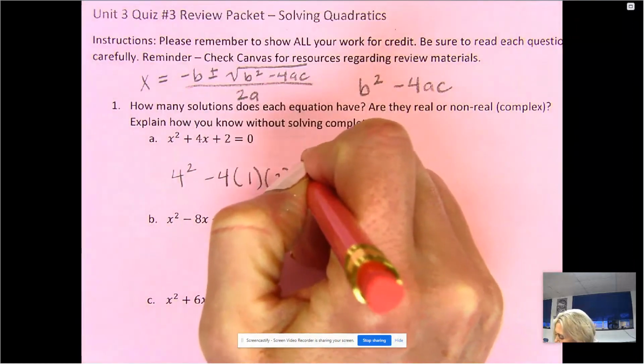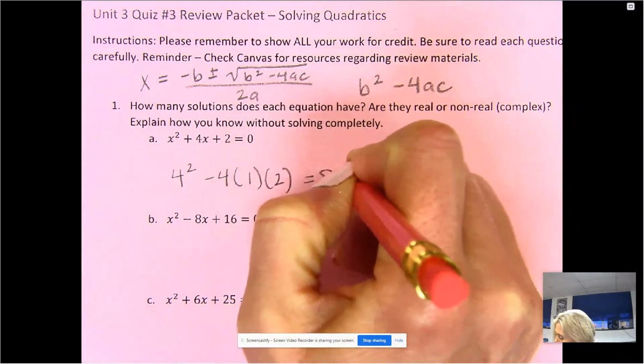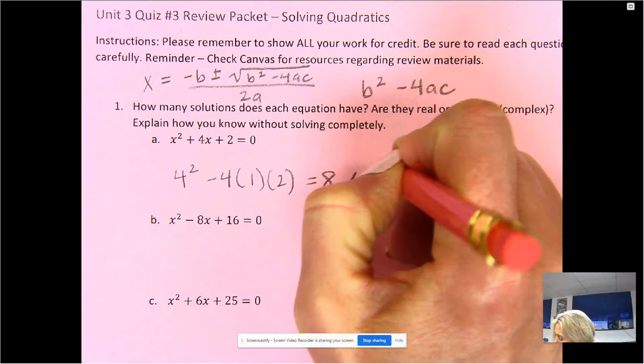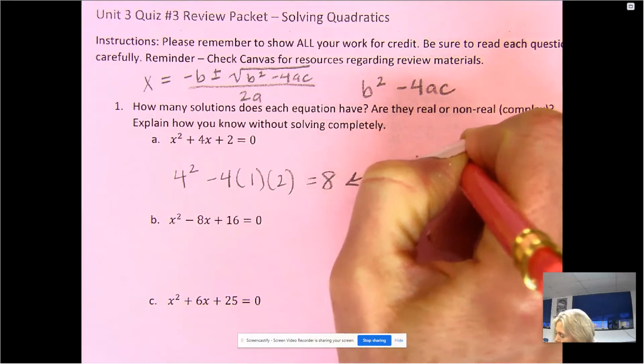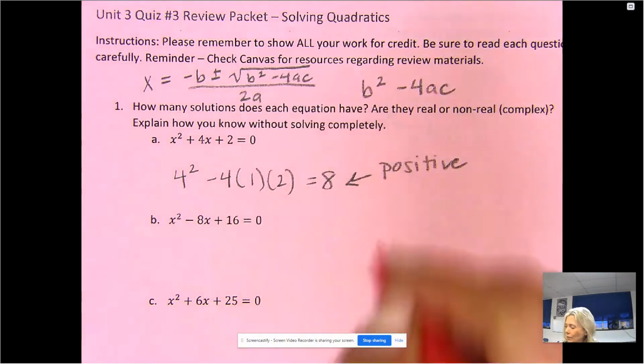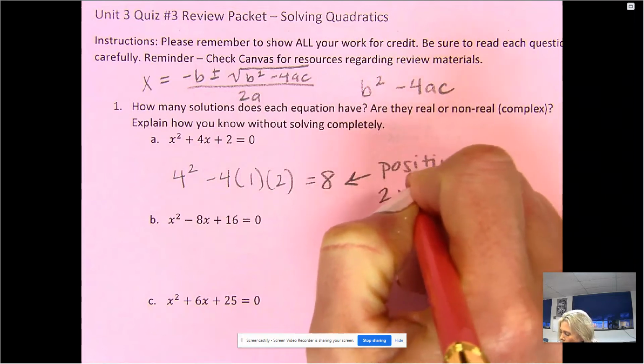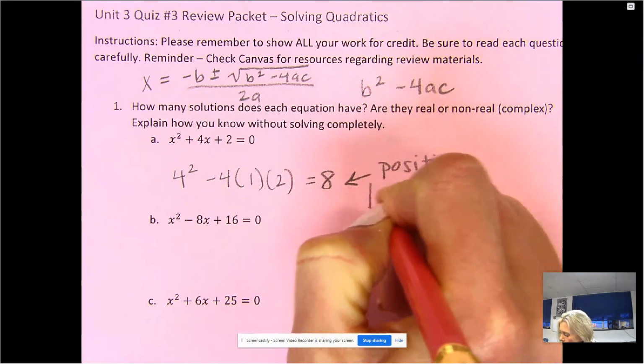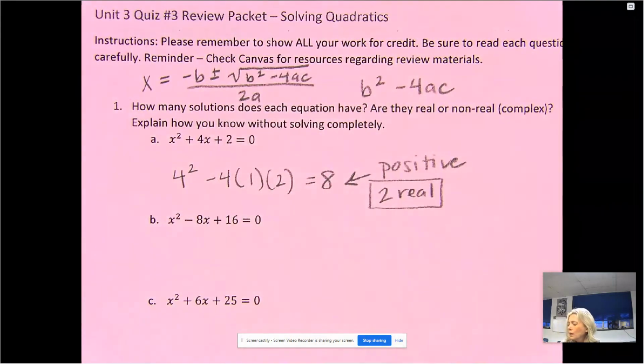So since this is equal to 8, and that's a positive number, when we square root, we're going to have the positive square root of 8 and the negative square root of 8. So that gives us 2 solutions. And since 8 is positive, those are real solutions. So this is 2 real solutions. I'm just going to write 2 real. And the reason why is because that's a positive number.